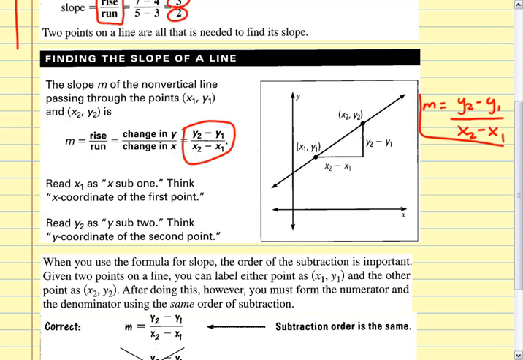Write that down. You're going to use it all the time. Okay? That's how we find the slope. All we need to find slope are 2 points. We subtract the y's, we put it on top. We subtract the x's, put them on the bottom. Then that's our slope for the line. Okay? Now, let's look at this next bit down here. The last bit.